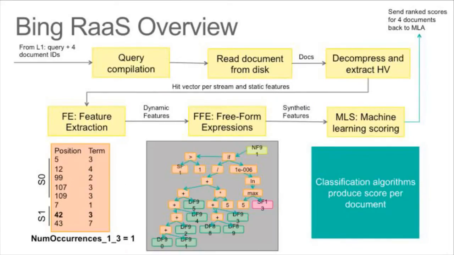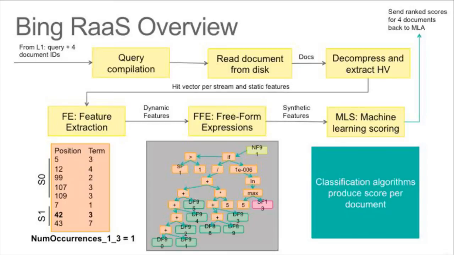Okay, so in the interests of time, I will skip over this, and here I will just say that there are six main stages in this ranking flow. The first one's just get the query, do some analysis, pull the document off the disk, and then find the positions of all the search terms in the documents.